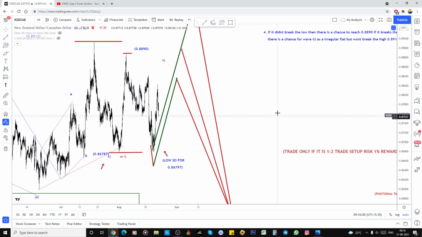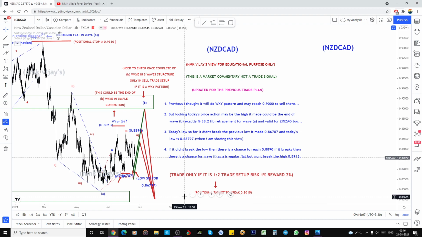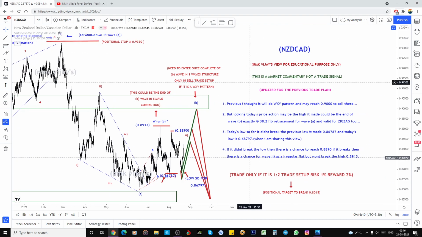One second, I will just show it in the 4 hour. See today's low: so far it didn't break the previous low, it made 86787, and today's low is right. If it doesn't break the low, there is a chance to reach 8890. So there is a chance to reach here, and then one more low is also possible, right? And there is a chance for wave 2 as an irregular flat, but it won't work if it breaks the high. So if it doesn't break the high, and if it breaks this low, there is a chance for an irregular flat formation. That is what I had written.